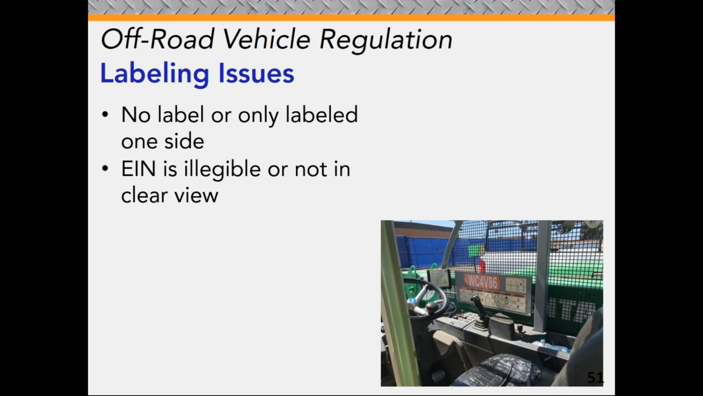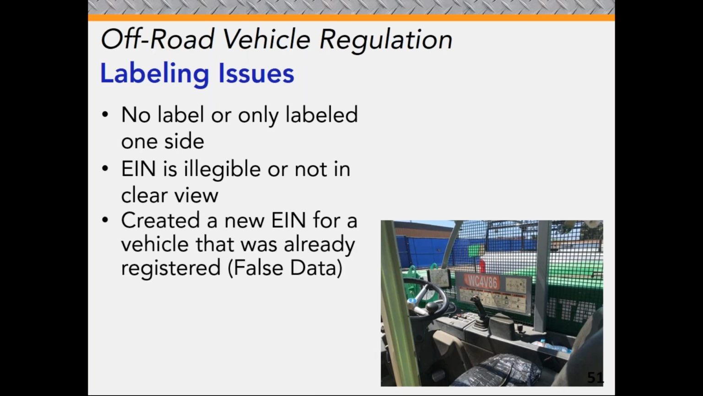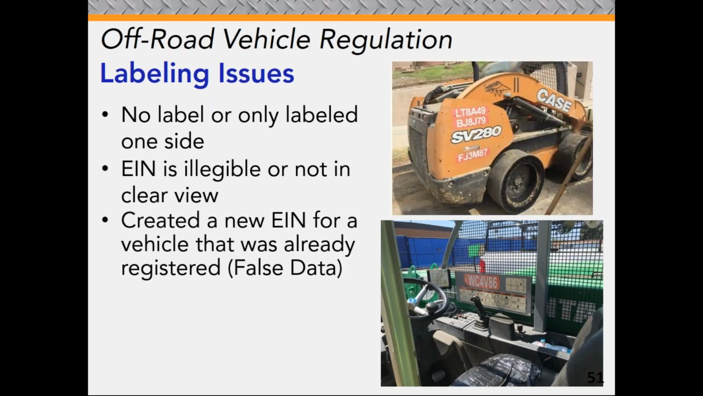In this particular photo on this slide, you can see that the person applied the EIN inside of the operator cage. If this was in use, this would make the inspector think that the machine isn't labeled. And it also fails to meet the labeling standard since the regulation states that the label must be in clear view.